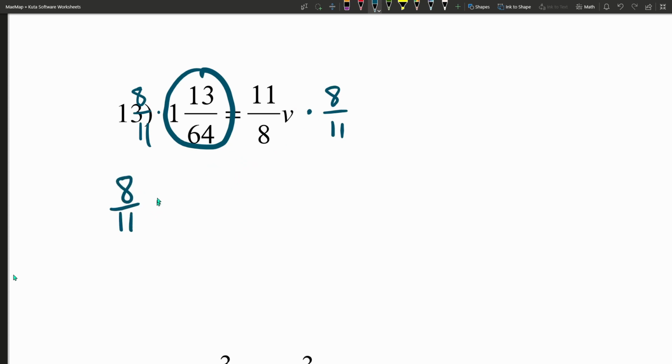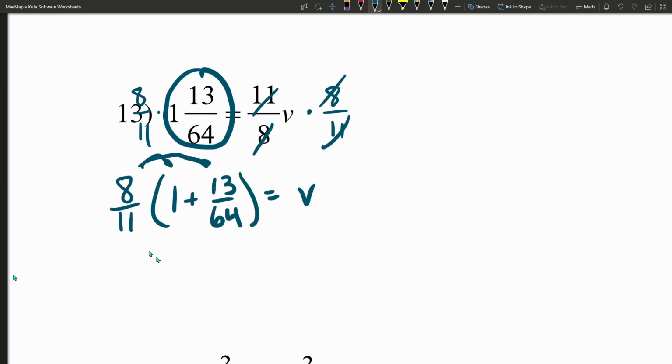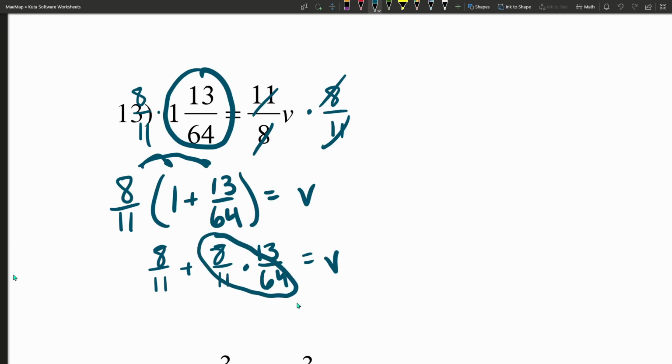We'll have 8/11 times 1 plus 13/64 equals v. Distributing that 8/11 through, 8/11 times 1 is 8/11, and that will get added to 8/11 times 13/64, and that's all equal to v. And look at this, 8 goes into 64 8 times. So I can rewrite this, as opposed to 8 and 64, as 1 and 8. So I'll have 8/11 plus 1 times 13 is 13 over 11 times 8, which is 88. And that's all equal to v.